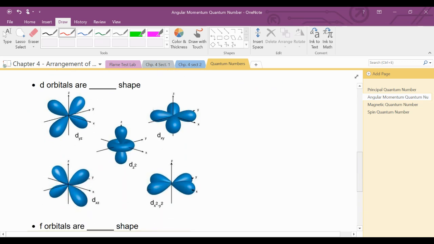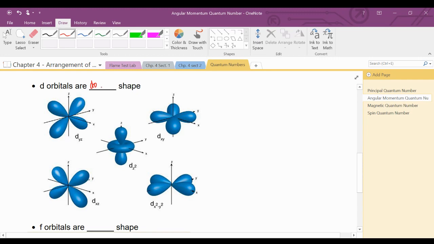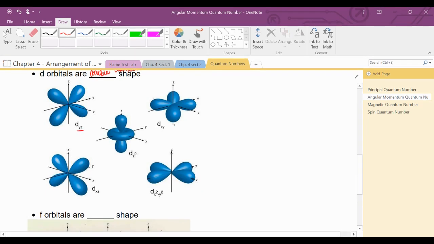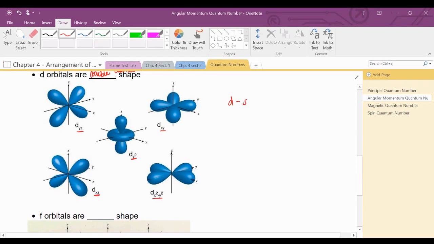All right, the third sublevel would be D. The orbitals in D have what we call a double dumbbell shape. Again, all of the orbitals in the picture for D are in the same energy level. They are just along a different axis in space. So if we're talking about the D sublevel, I can see that there are 5 orbitals.